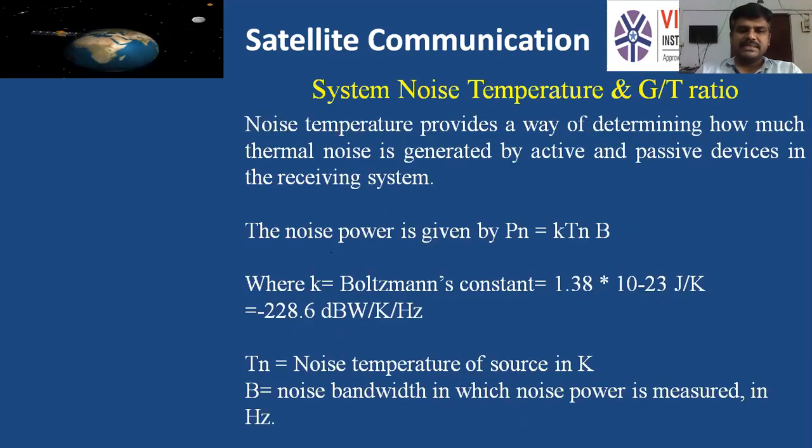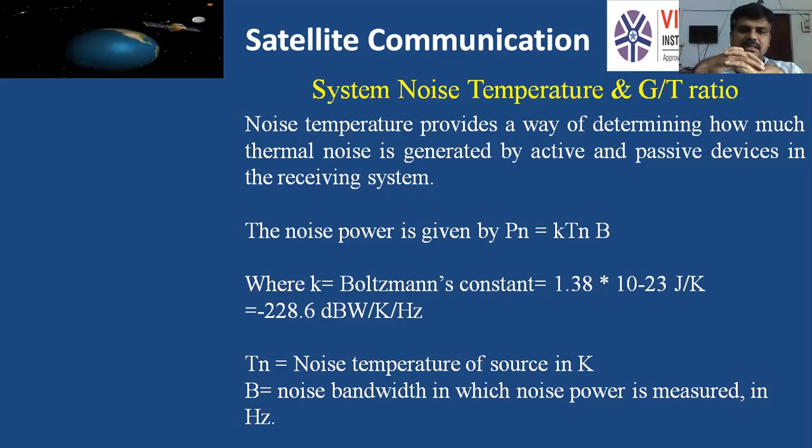The next concept is system noise, temperature and G by T ratio. We know that noise temperature provides a way of determining how much thermal noise is generated by various devices in the receiving system. Here receiving system is the earth station. Remember that in this entire unit, whenever you say receiving system, it is an earth station. Whenever you say transmitter, it is a satellite.